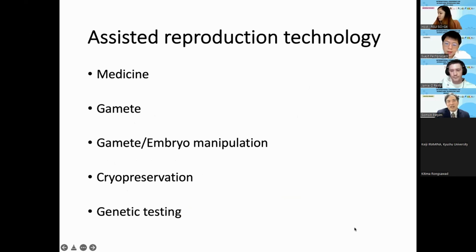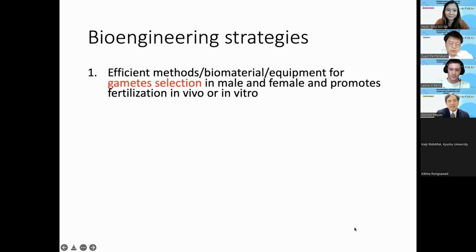So if we talk about assisted reproduction, medicine might be the one that you're going to see, with more advanced technologies to use. In the past we used biological technologies, but now we have genetic engineering to make more sophisticated and complicated medicine, or even gamete manipulation, cryopreservation, or genetic testing. The role of the bioengineer is what I am trying to put together.